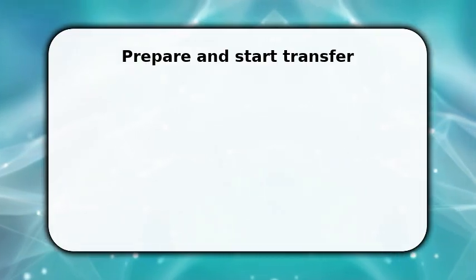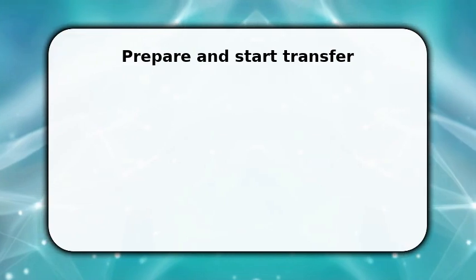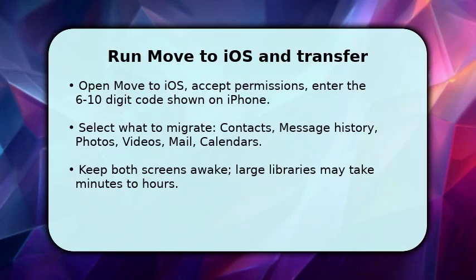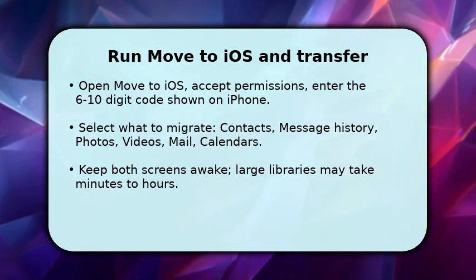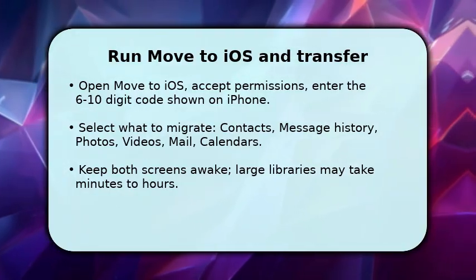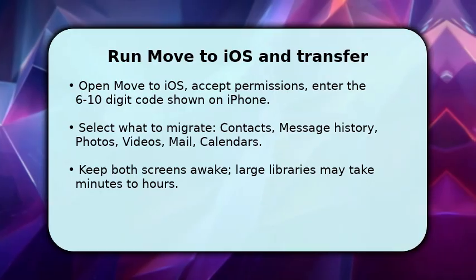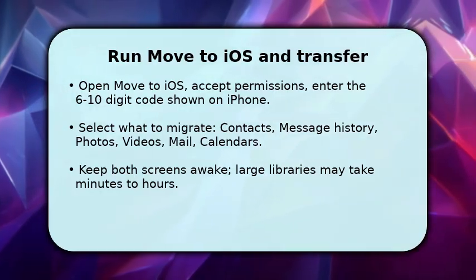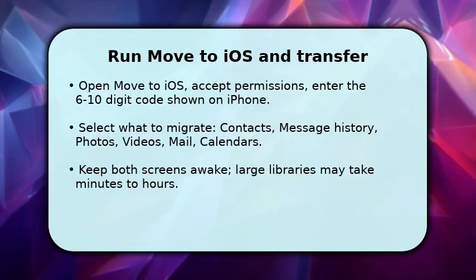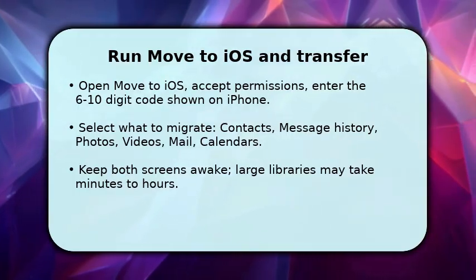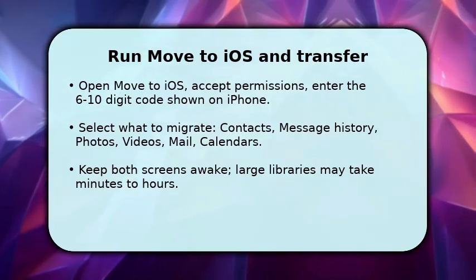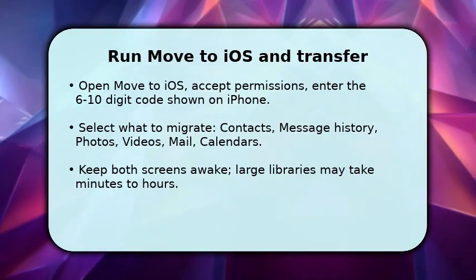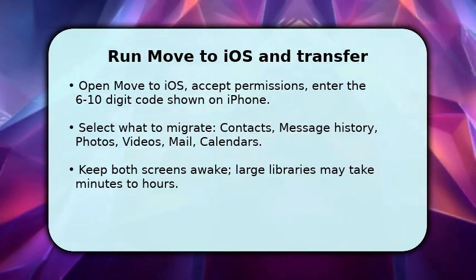You'll now complete the middle steps. Open Move to iOS on Android, accept permissions, and enter the code displayed on the iPhone to pair the devices. Select specific categories to transfer so you control time and storage. Contacts, messages, photos, videos, and accounts are common choices. While data moves over the local network, keep both screens on and stay near the Wi-Fi router. If you have lots of media or many messages, expect the transfer to take long.